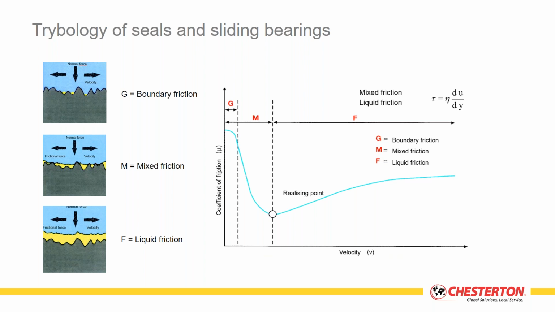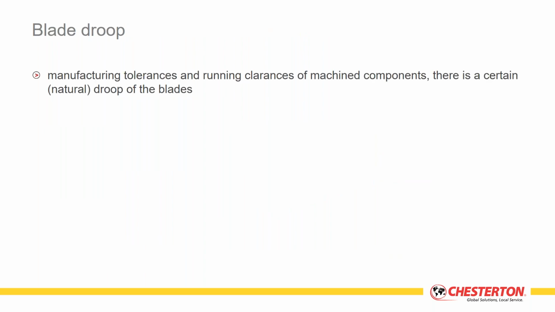But the most important thing is that in most cases we have zero speed or very low speed, so the seals in such turbine applications are operating in the boundary or mixed friction area, where the friction and the wear are actually the highest.